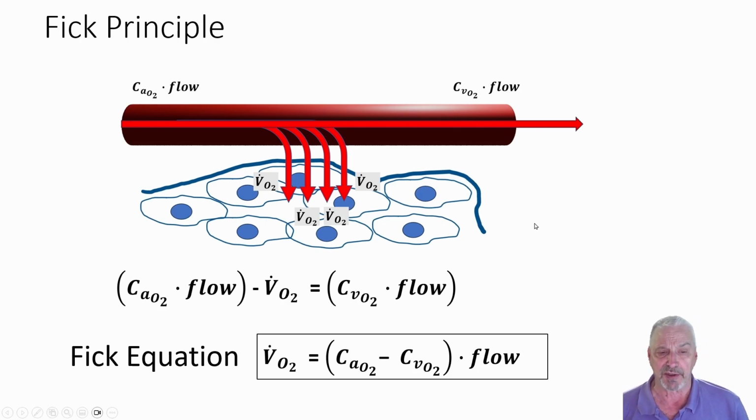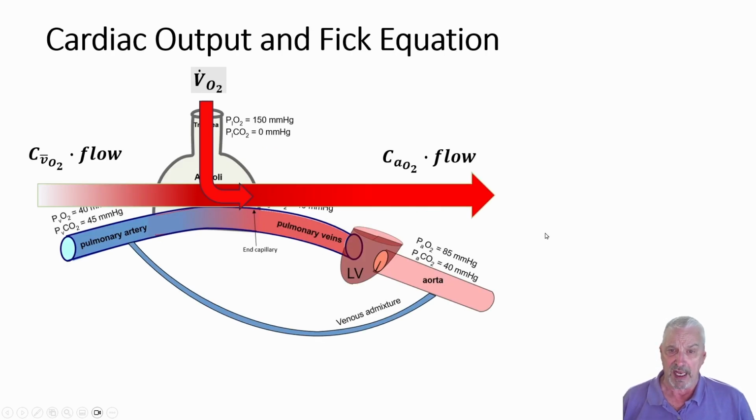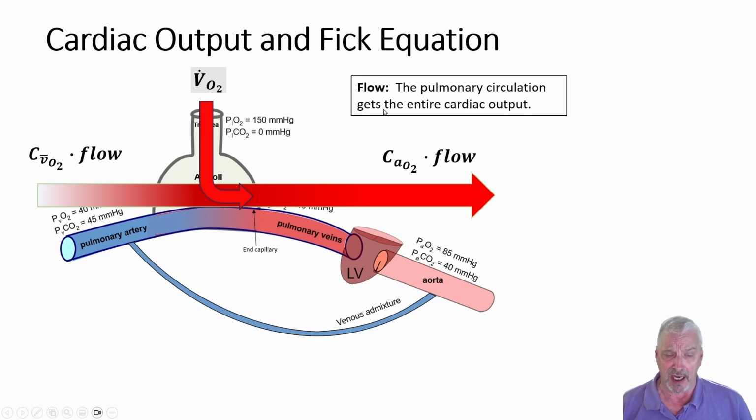So how does the Fick principle apply to measuring cardiac output? This is what brings us back to the pulmonary circulation. What you realize is that unlike other circulations, the pulmonary blood flow is the cardiac output. So the pulmonary circulation receives 5 liters a minute.